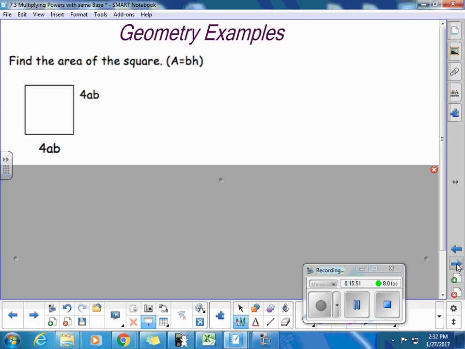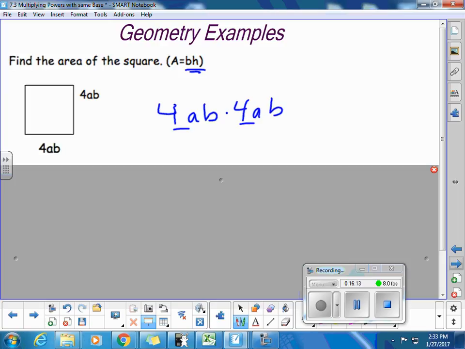This is a different kind of example. It's one where we're actually talking about geometry and we're trying to find the area of a square. It says the area of the square is base times height. It gives us the base is 4AB, and the height is also going to be 4AB because it's a square, so the sides are the same. So I just need to know what 4AB times 4AB is.